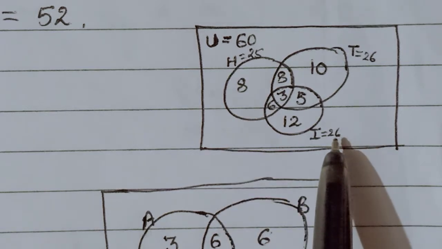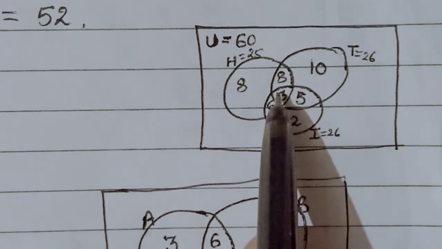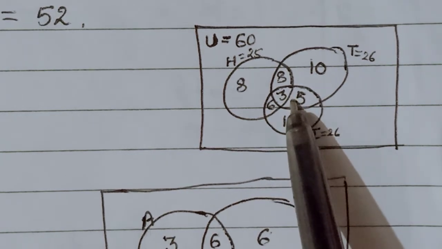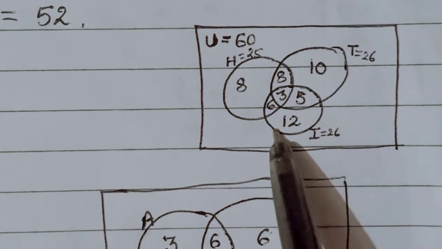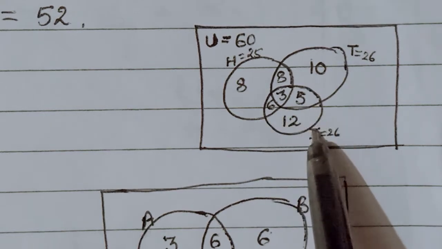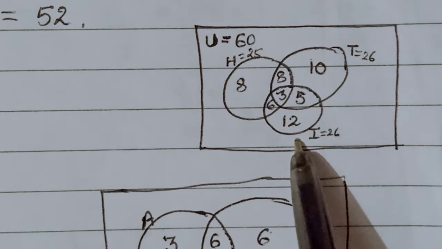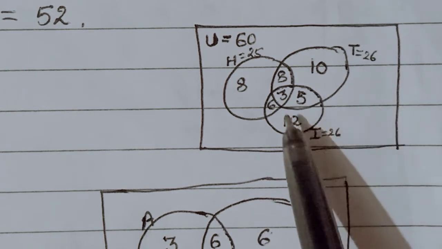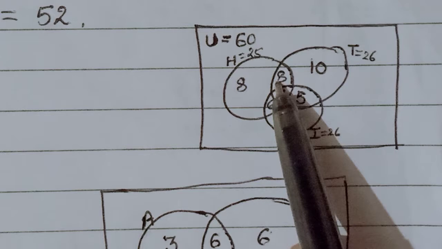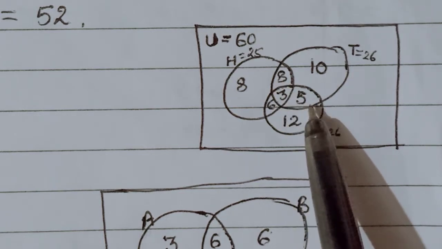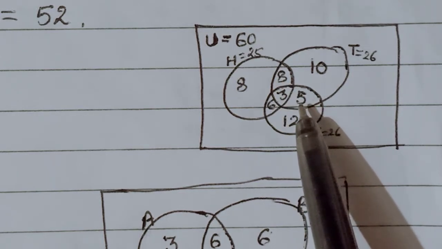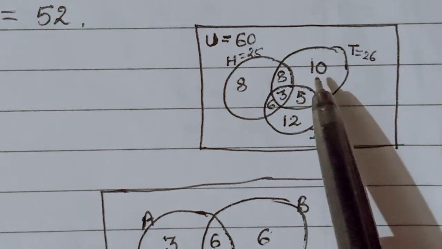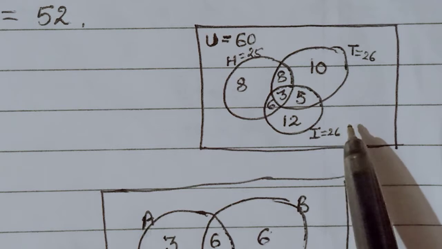Likewise, you will do the same here. From 26 you will subtract the sum of these 3. So 5 plus 6 is 11, plus 3 is 14. 26 minus 14, 12 will be falling in this portion, which is only I, nothing to do with H and T. Same way here. 26 minus 3 plus 5 plus 8. So 8 plus 5, 13, plus 3, that is 16, and 26 minus 16, so 10 is left over for this portion.